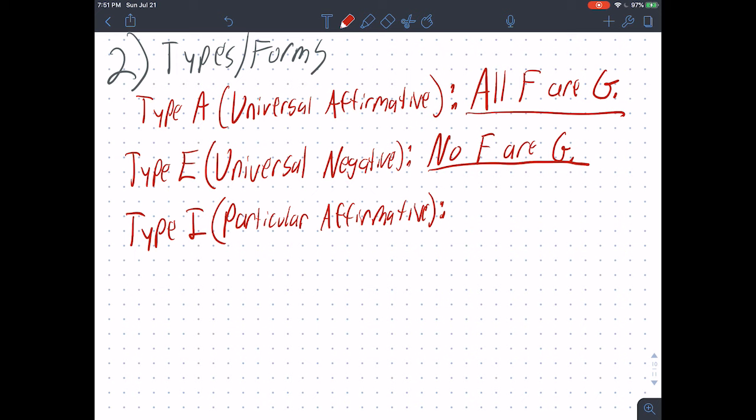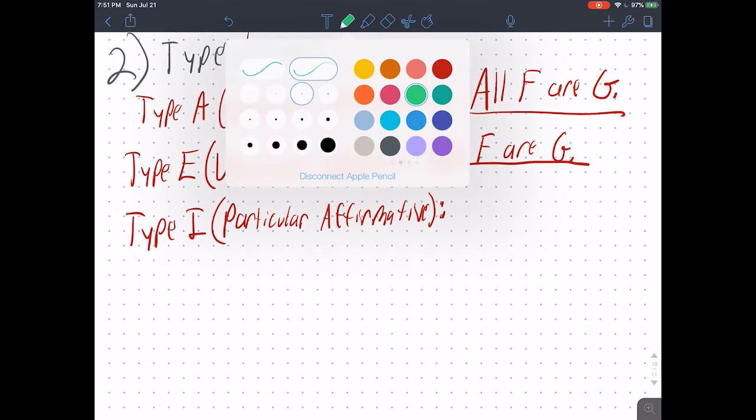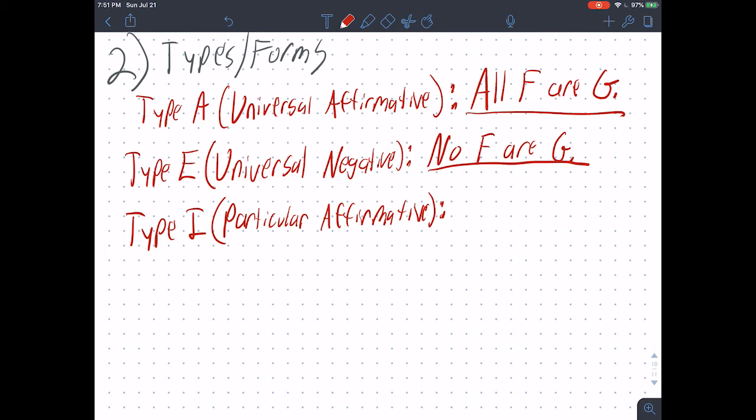Oh, by the way, you don't need to memorize the fancy names for them, but you do need to memorize the letter. The fancy names are just an acronym from scholastic logic in the Middle Ages. If you're Catholic and went to Catholic school, they still refer to them probably by the long names. Anyway, a particular affirmative sentence, a type I sentence, is some F are G.